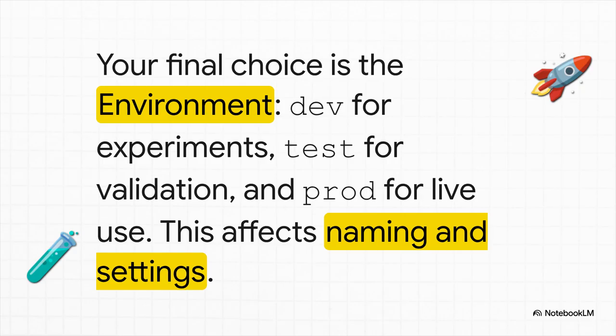Basically, what's this for? Is it for dev, where you're just playing around, test, for more serious validation, or prod, for your actual live users? Picking one helps with naming things and sets up some smart defaults behind the scenes.